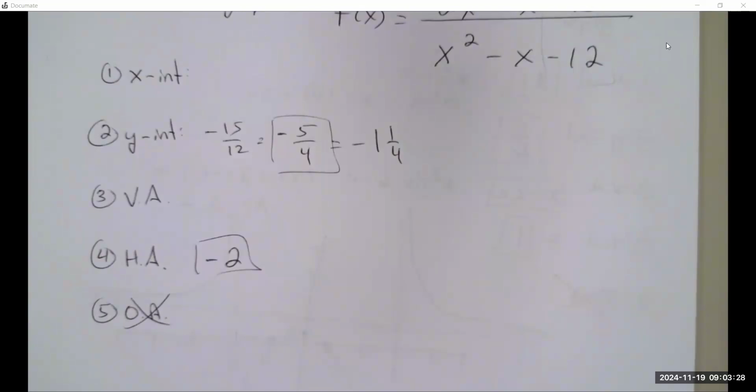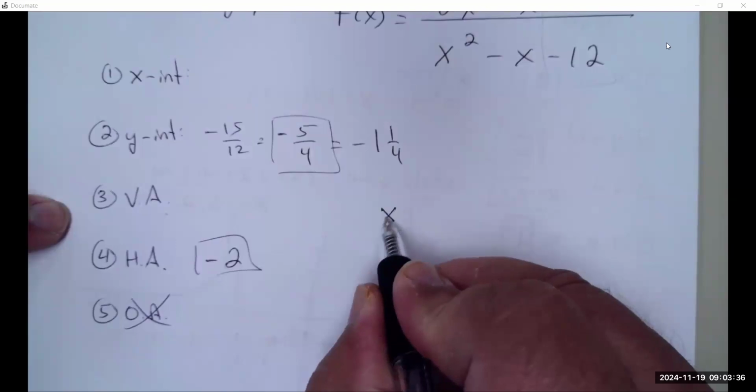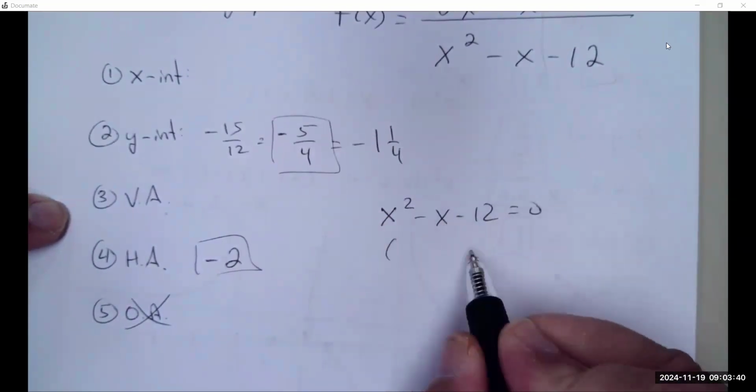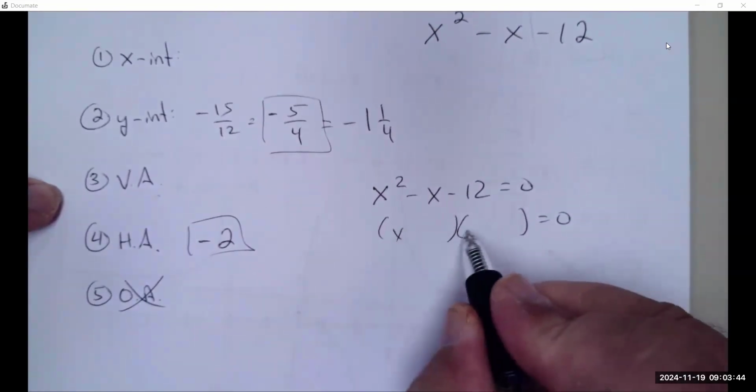We finished 60% of these just by looking at it. Zero math. So let's look at the vertical asymptote. That's the next easy one. Take the bottom, set it equal to 0, and let's see if we can factor it.